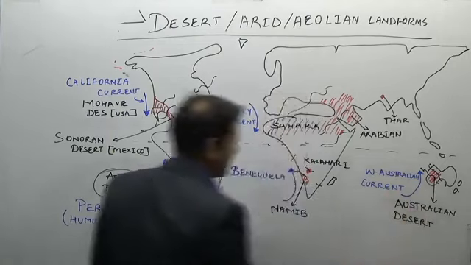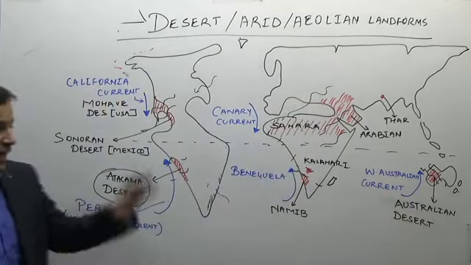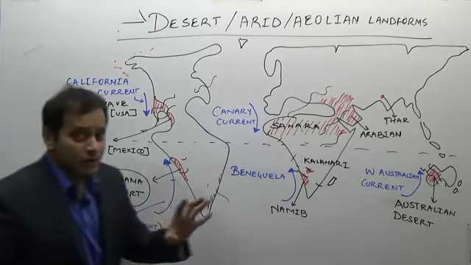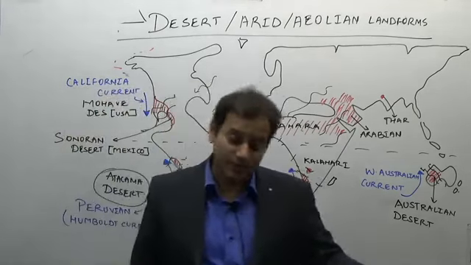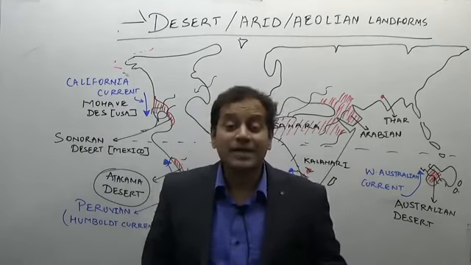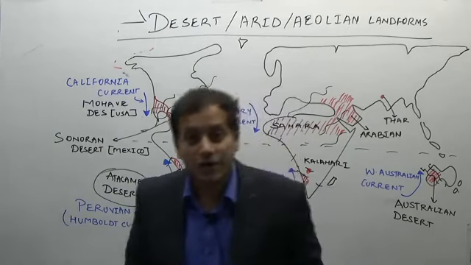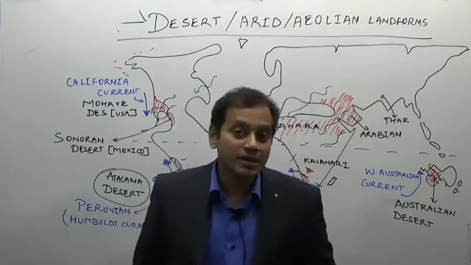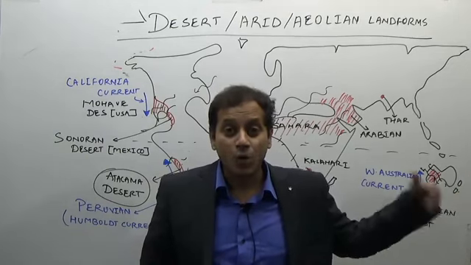West Australian Current. So we are answering here three questions. The first question is why the deserts are located on the western side of the continents. The second question is deserts and the countries, deserts and the continents. And the third question is to match the desert with the corresponding cold currents.